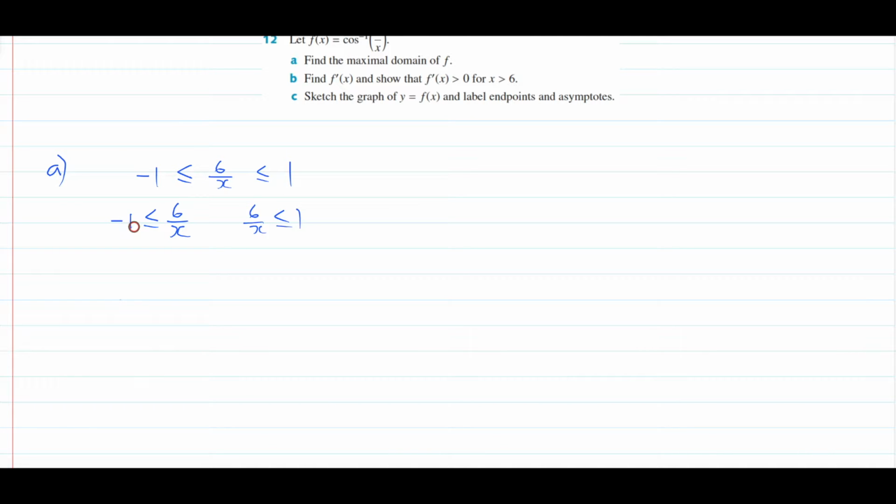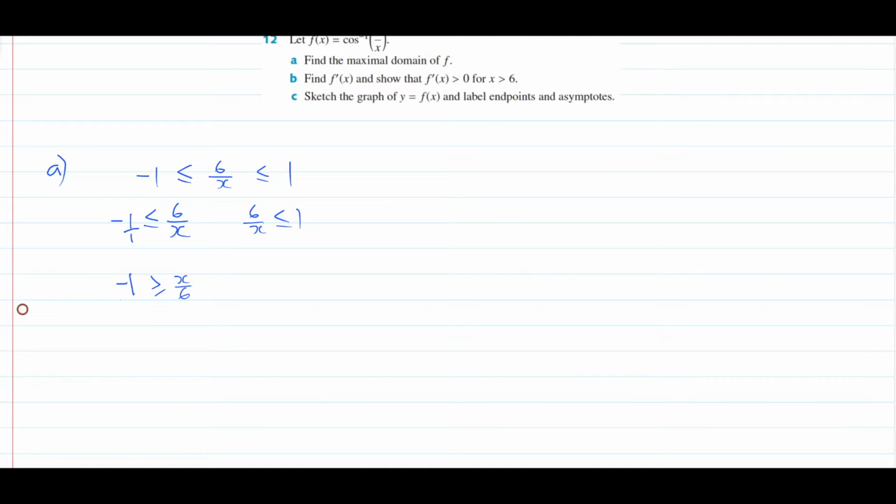So if I flip -1, another way of writing -1 is -1 over 1. If I flip that, I'll get 1 over -1, which is still -1. That's why 1 is our favorite number, along with 0. I flip 6 over x as well, so that gives me x over 6. And whenever you flip, you also flip the sign.